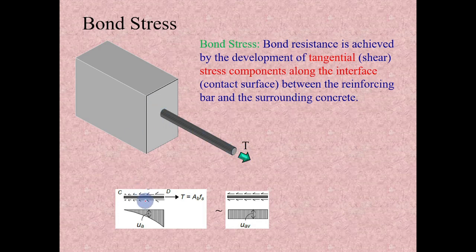That bond resistance is achieved by the development of tangential stress component along the interface between the rebar surface and surrounding concrete. This bond stress will be non-uniform and maximum at the base of the concrete, and it will be zero at the free end of the rebar. For calculation purposes, we can assume this bond stress as a uniform and average stress along the length of the rebar.